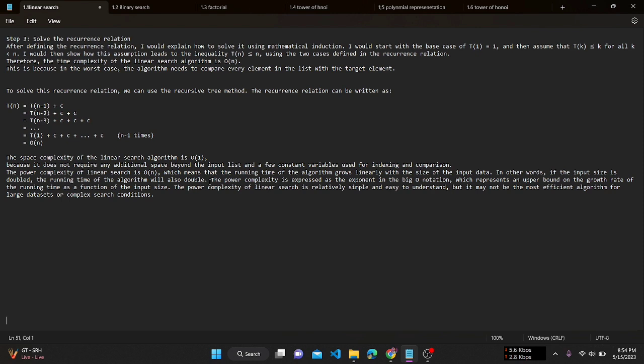The power complexity is expressed in big O notation, which represents an upper bound on the growth rate of the running time as a function of the input size. The power complexity of linear search is relatively simple and easy to understand, but it may not be the most efficient algorithm for large datasets or complex search conditions.